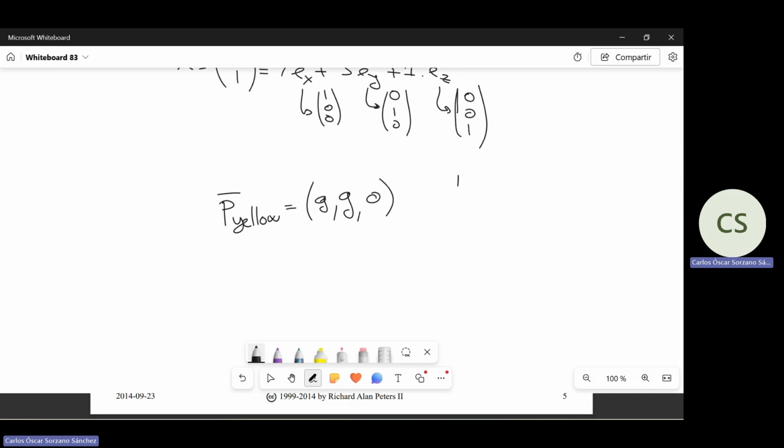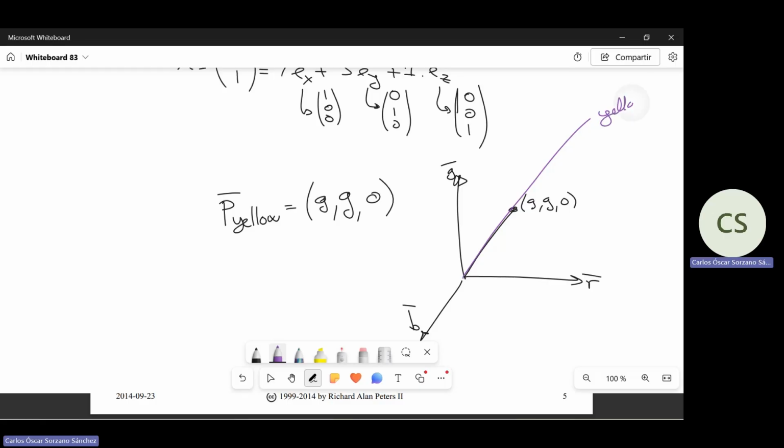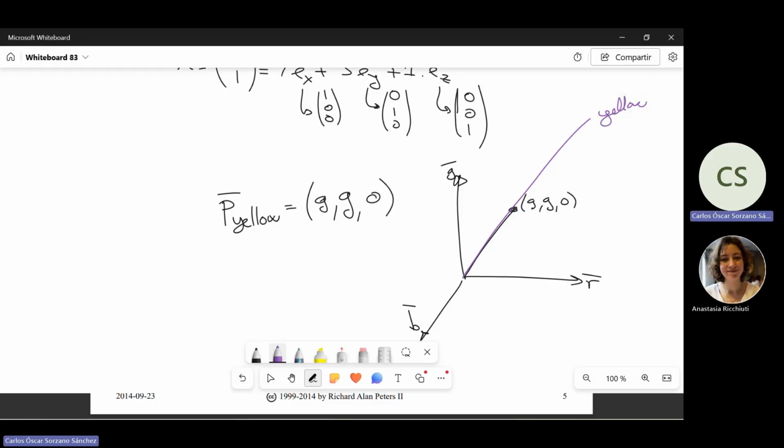So that means that if I represent here, let's say that this is red, this is green, this is blue, these are my unit axes, then this is a point here in the plane that has equal green and red coordinates. So they go along the diagonal. So this is yellow. All the yellow colors will be in this diagonal. Do you agree with that?